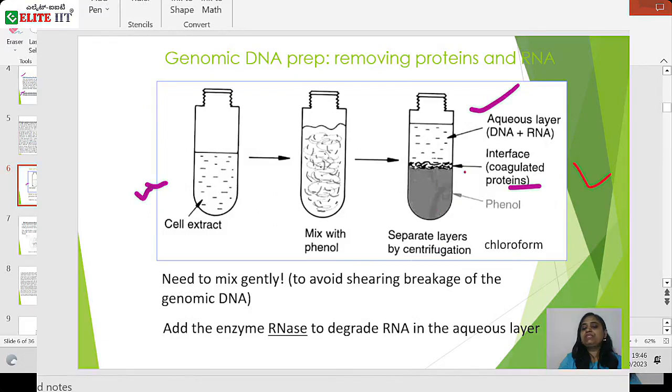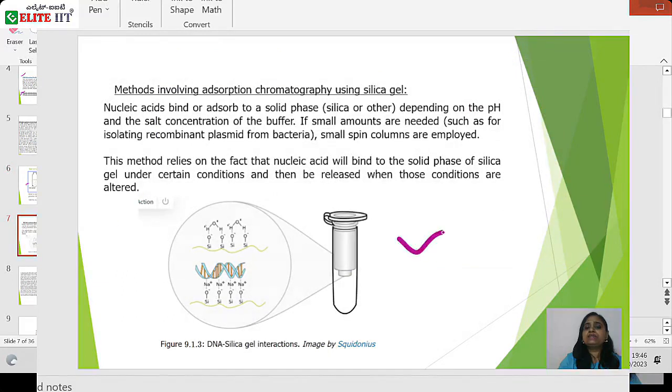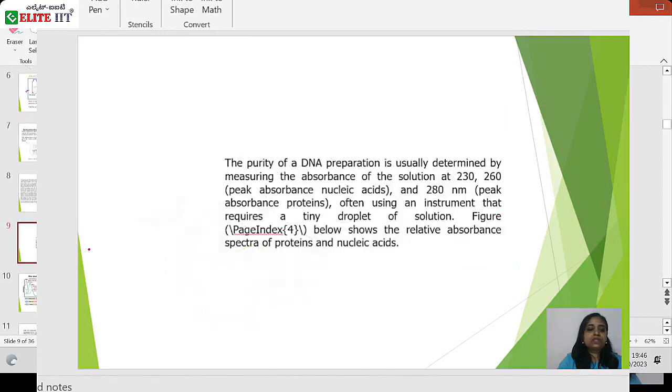In this way, you can separate DNA and RNA from the protein. And finally, you can isolate the DNA by adding ethanol. Another way is the absorption silica method. If you put the DNA in the silica gel, DNA will bind with the silica gel. You can isolate that. Okay, nothing else.